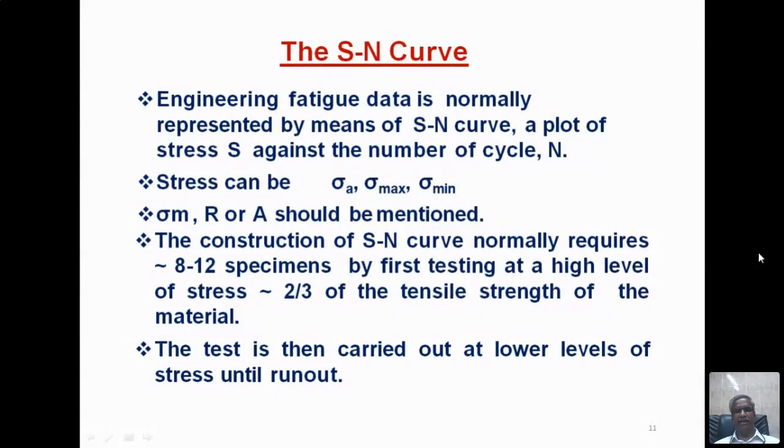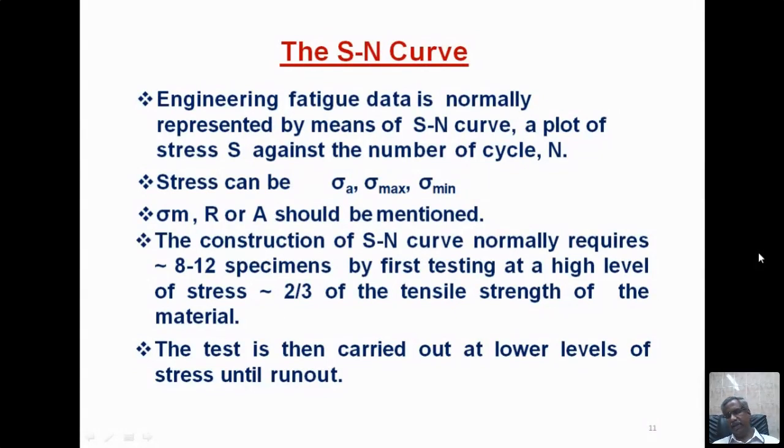So stress can be... in the SN curve, as you all know, the y-axis is stress and the x-axis is number of cycles. On the y-axis, people use alternating stress, maximum stress, minimum stress, and sometimes mean stress, but R should be mentioned. What is the stress ratio or amplitude ratio? That should be mentioned in the SN curve. As I told you, the construction of an SN curve normally requires 8 to 10 specimens, first testing at a high level of stress. So, the test should be carried out.